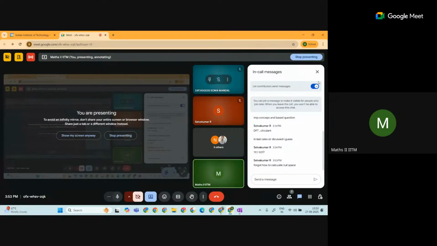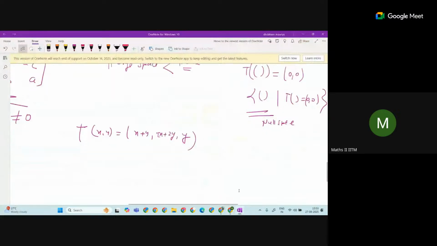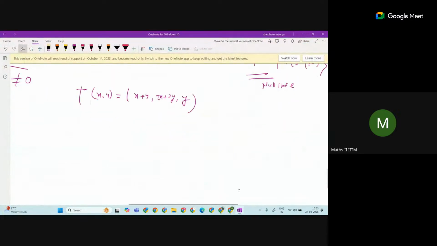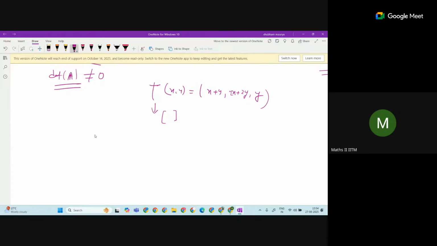Okay, no issues. Let's discuss that. So there are two ways. I hope null space is clear, but let's see how we will calculate the null space. The first way is to find the matrix representation, and then find the null space of the matrix. What is the null space of a matrix? That I will also tell you.